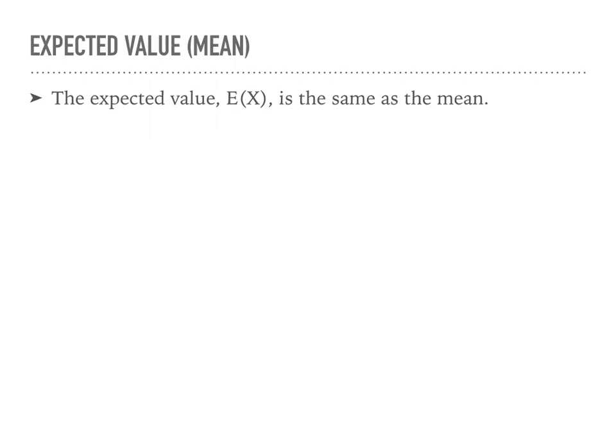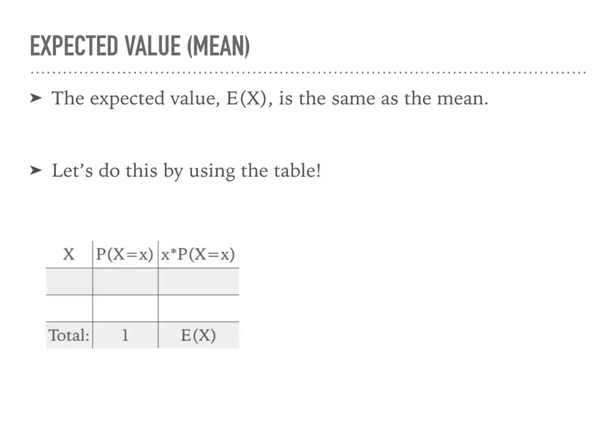We will oftentimes talk about expected values when we're talking about probability distributions. Expected value is the same thing as mean, so you can use these two words interchangeably. So let's find expected values by using our nice table. To find our expected value, we're going to take x times p of x and add all of those up to get our expected value.